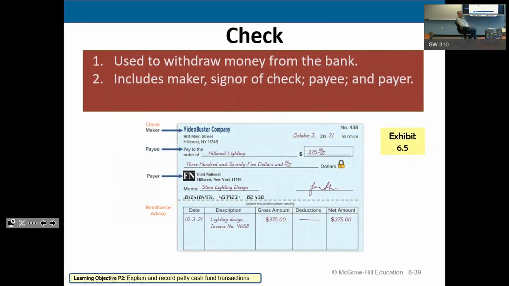And got matched with the one in the file. Used to withdraw money from the bank is a check. Includes the maker, signer, payee, and payer, right? The maker is Video Buster. The payee is Hillcrest. The payer is First National. They're going to pay, right? And they're going to pay it to Hillcrest Lighting. So pretty simple there.